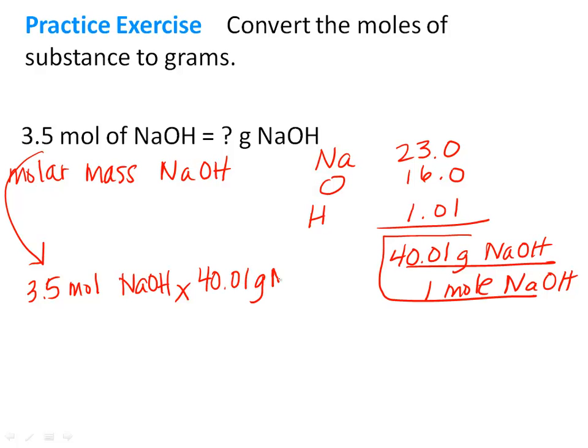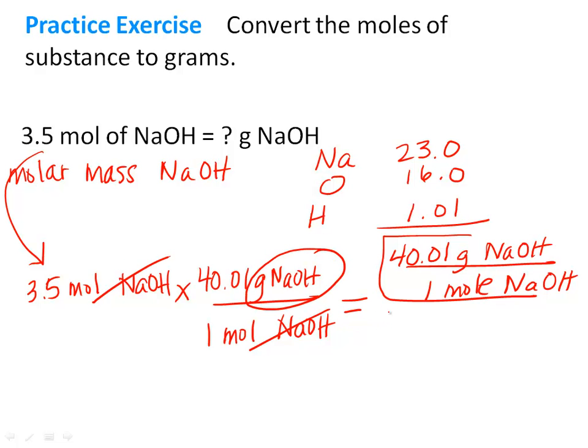40.01 grams of NaOH over 1 mole of NaOH. And what does that allow me to do? Cancel out my moles of NaOH. I'm left with grams of NaOH. That's what I wanted. So now I do the math. 3.5 times 40.01 divided by 1. And what is that going to be?